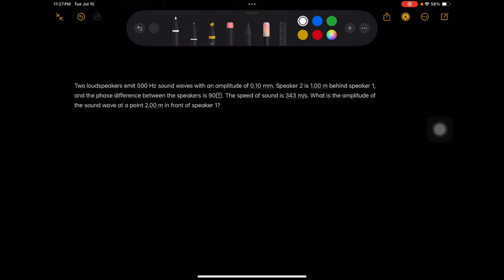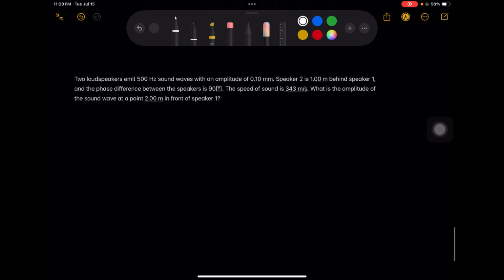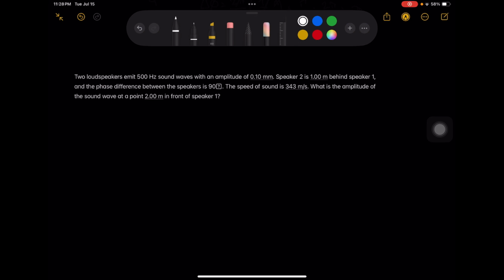It says two loudspeakers emit a 500 Hz sound wave with an amplitude of 0.1 millimeters. Speaker 2 is 1 meter behind speaker 1, and the phase difference between the speakers is 90 degrees. The speed of sound is 343 meters per second. What is the amplitude of the sound wave at 0.2 meters in front of speaker 1? Again, it doesn't matter what point it is. The speed is the same, the same speaker with the same frequency and amplitude, so we basically have the same source. And here the phase difference of the sources, delta phi, is pi over 2 radian.